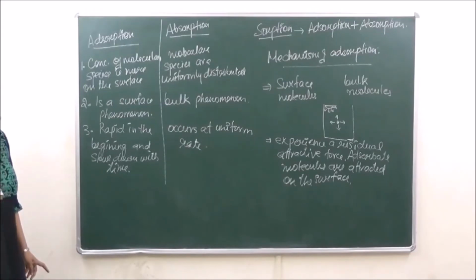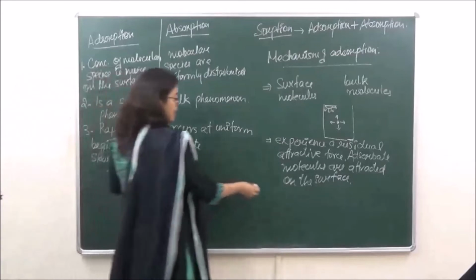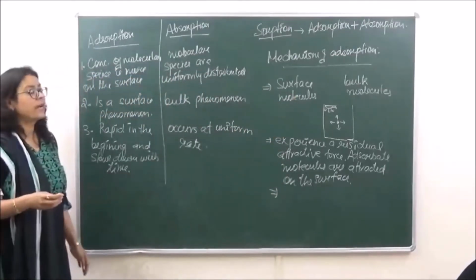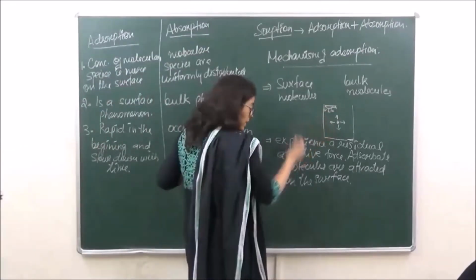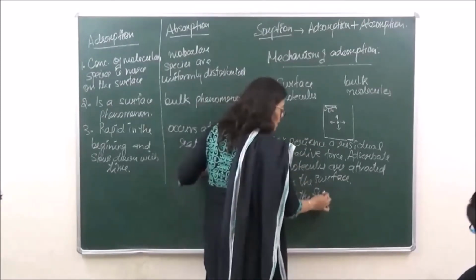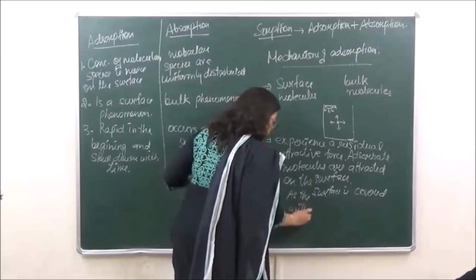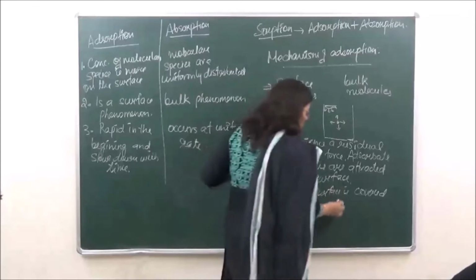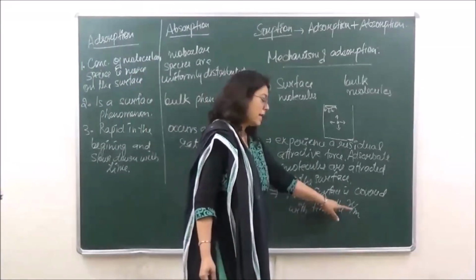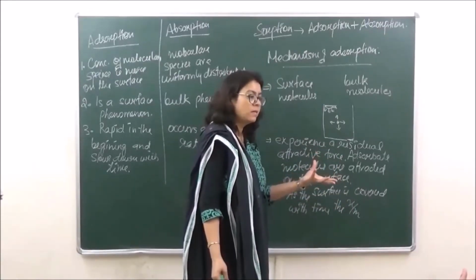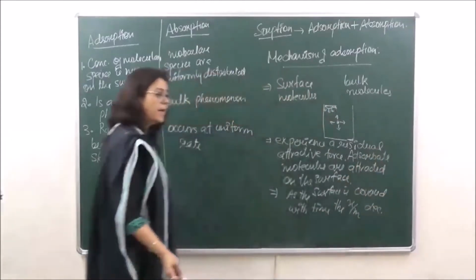Now, extent of adsorption will keep on increasing. As we have written here, it is rapid in the beginning and slows down with time. So as the adsorbate molecules come in contact with the surface, the process of adsorption will keep on increasing till when? Till the entire surface is covered. So as the surface is covered with time, the extent of adsorption keeps on decreasing. Extent of adsorption can be written as x by m, where x is the amount adsorbed and m is the mass of the surface on which adsorption is taking place. So as the surface is covered with time, the extent of adsorption keeps on decreasing. So this is the third point.